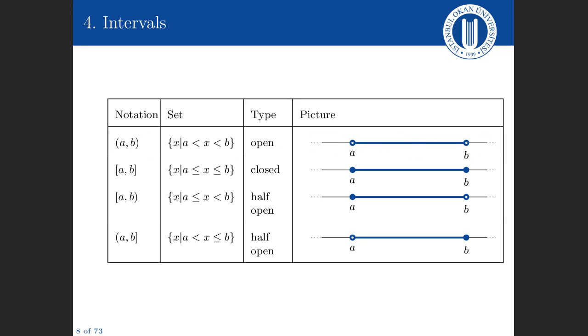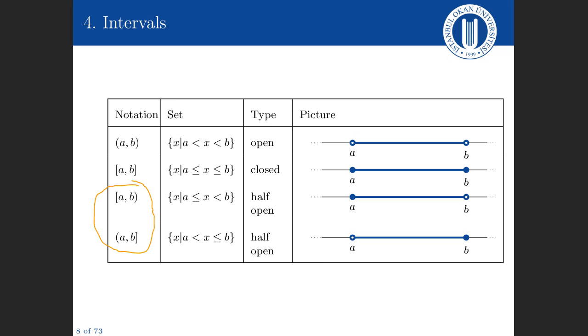Or I might use the notation square bracket a comma b square bracket. This means the set of all numbers x, such that x is greater than or equal to a, but x is less than or equal to b. Here's a picture of this interval from a to b, but it includes a and it includes b. Because the endpoints are included, this is a closed interval.